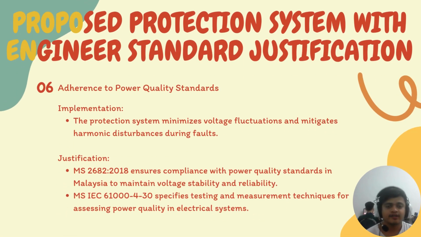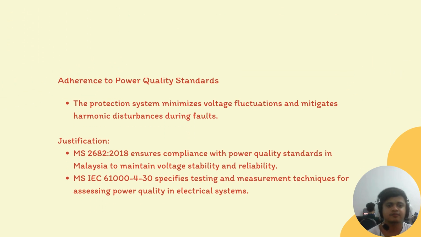So lastly, you can add adherence to power quality standards to the solution for the proposed protection system with the engineering standard justification. For the implementation, the protection system minimizes the voltage fluctuation and mitigates harmonic disturbance during faults. In the justification, we have MS 2682:2018, which ensures compliance with power quality standards in Malaysia to maintain voltage stability and reliability. For the MSIEC 61000-4-30, it specifies testing and measurement techniques for assessing power quality in electrical systems.